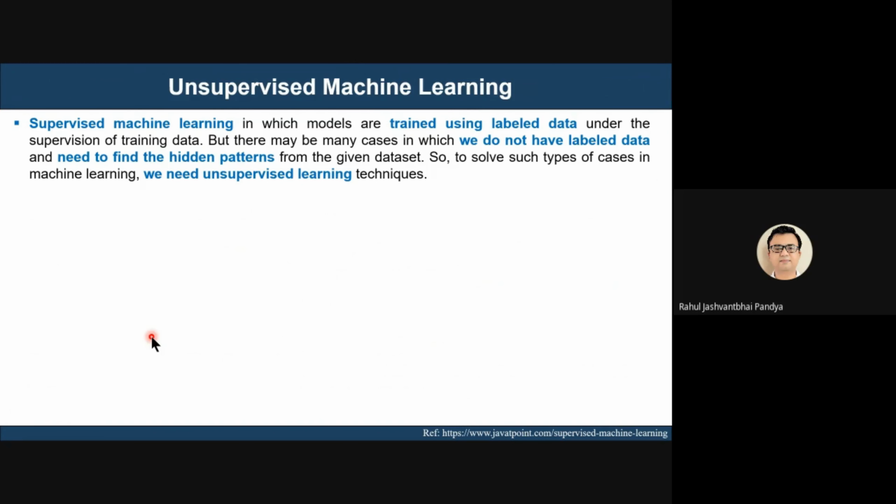Unsupervised machine learning. We have seen supervised machine learning, in which models were trained using labeled data, whereas under unsupervised machine learning, we do not have a labeled data set. We need to find the hidden patterns from the given data set.